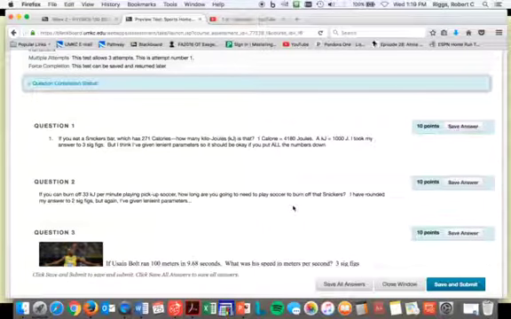That was on page 1 of the notes. Yeah, we did that already. So if you can burn off 33 kilojoules per minute playing pickup soccer, how long are you going to need to play soccer to burn off that Snickers? I've rounded this to 2 significant figures, but again, I've given pretty lenient parameters. In other words, plus or minus like 10 or something like that.